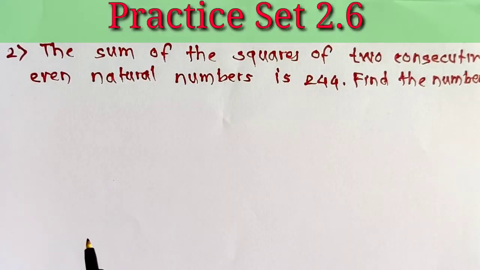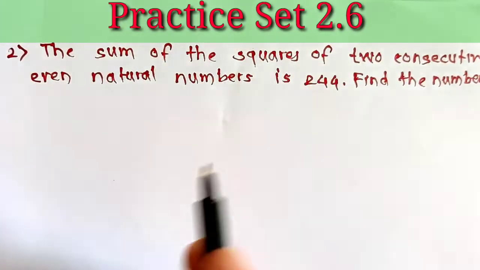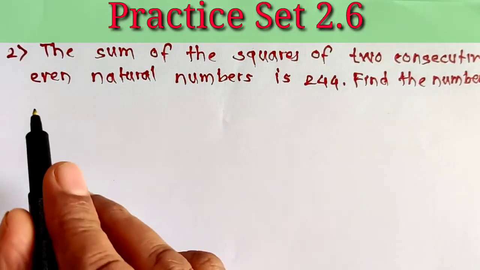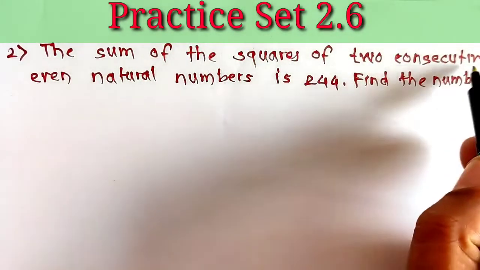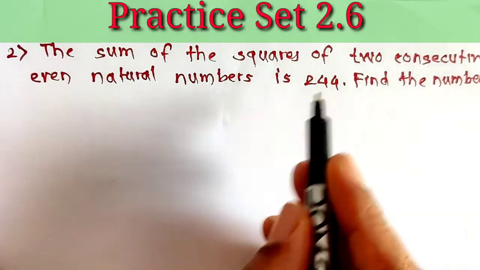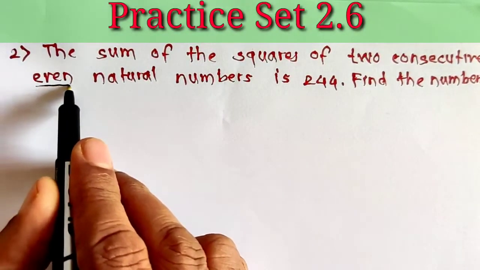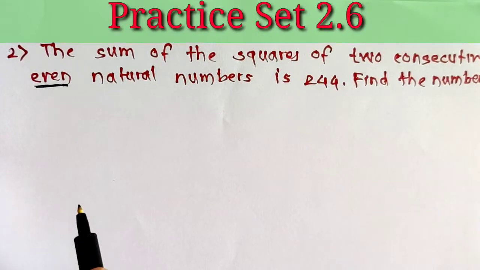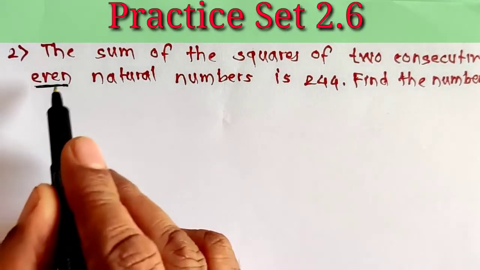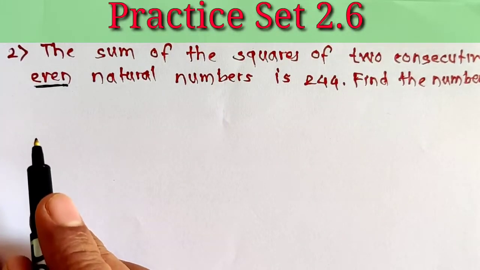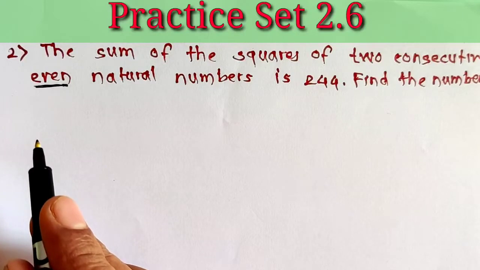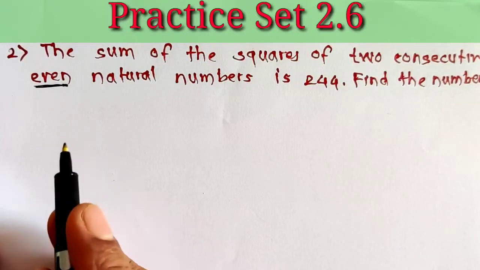Let us see the second sum from practice set 2.6. Here there is one correction in this sum. The sum of the squares of two consecutive natural numbers is given in the textbook. We have to write even natural numbers. So make this correction in the textbook. That sum is wrong. Here the sum of squares of even natural numbers is 244. Then find the numbers. Whenever even or odd numbers are there, these are x and x plus 2. If these are natural numbers, then these are x and x plus 1.